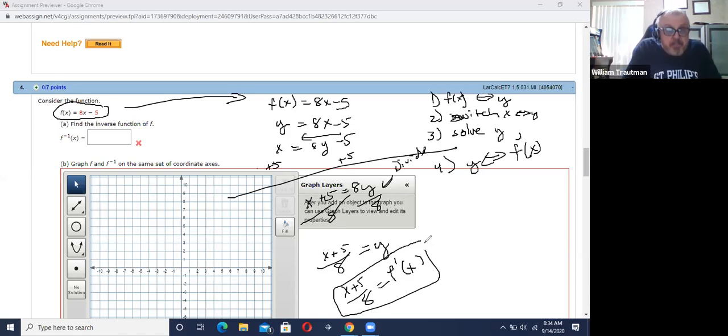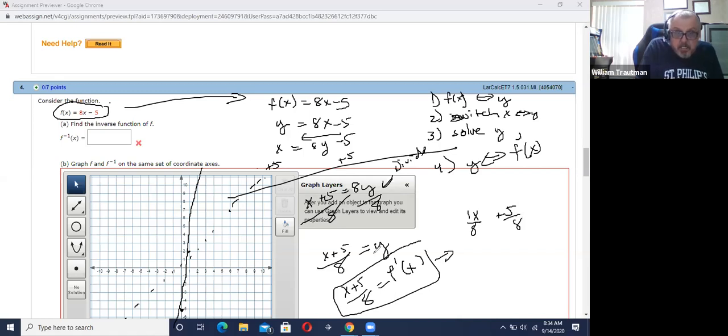And if you were to graph these two, just to show you, 8x minus 5, the y-intercept is 5, and the slope is 8. 1, 2, 3, 4, 5, 6, 7, 8. It would look like that. And the x equals y line is here. If I change this to x over 8 plus 5 over 8, we would have a graph going right through this point.